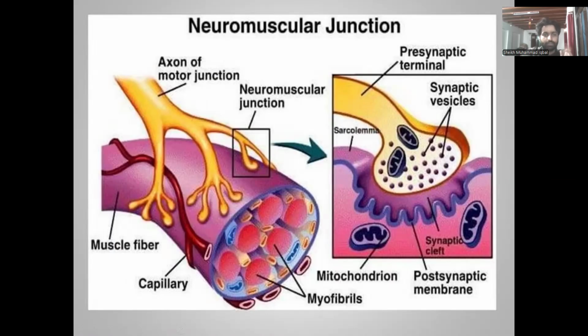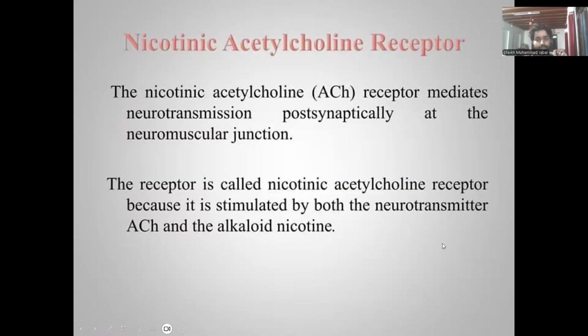This is what we have discussed in picture format. This is a presynaptic terminal. These are synaptic vesicles filled with the neurotransmitter. This is the synaptic cleft, and then this is the postsynaptic membrane. This neurotransmitter, which is accumulated in the synaptic vesicles, after the action potential and influx of calcium, gets into the synaptic cleft and then finally to the postsynaptic membrane.